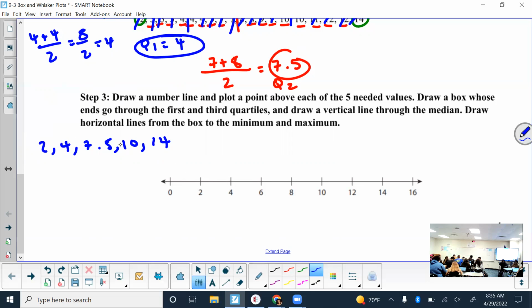All right, and then put dots where each of these values are. So I need a dot over the 2, over the 4, over the 7.5, which would be about here, over the 10, and over the 14. Which dots get vertical lines through them? 4, 7.5, 10. Good. Or in other words, it's always the 3 middle dots. They get the vertical lines, they make up the box. And then finish making your box.